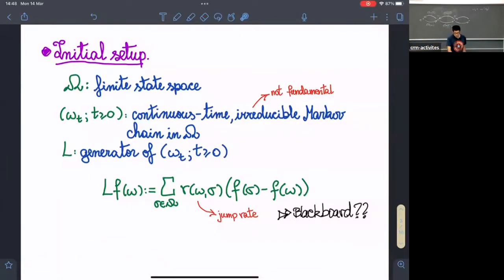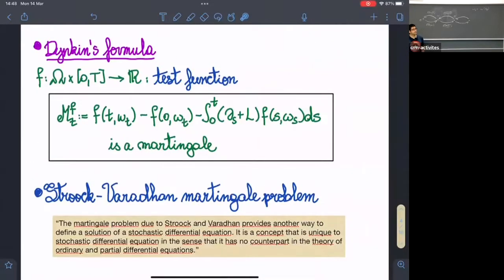And why do we define the generator? Because the generator is a convenient way to do computations, okay? So let me show you now the computations. Everything that I'm telling you here is kind of elementary, but a little bit non-standard, in the sense that it's not what you usually see in a basic course on Markov chains, okay?